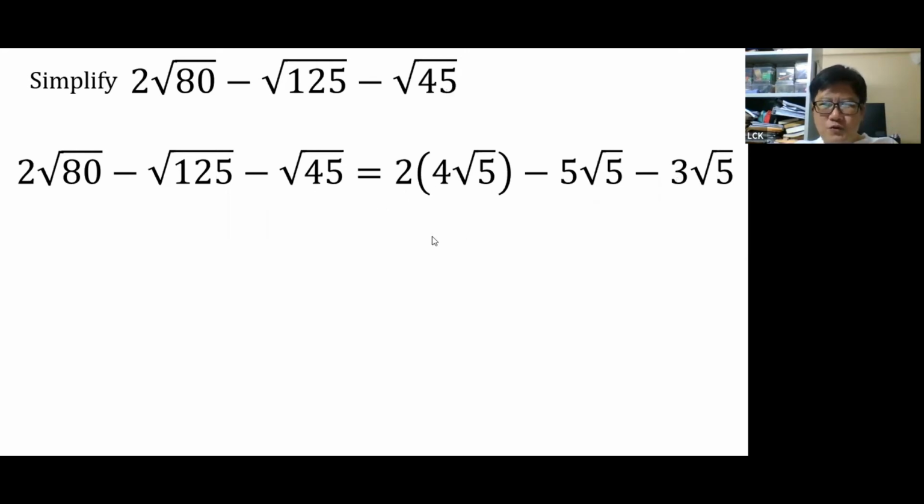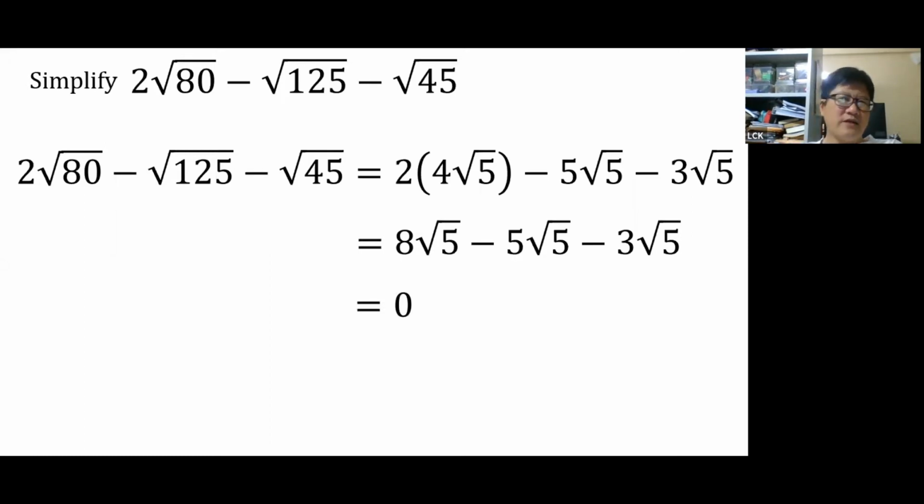So you have a 2 here, so settle that. 2 times 4 is 8. So 8 minus 5 is 3. 3 minus 3 is 0. So that's it. Simple. When you simplify it, you get a 0. That's all you get.